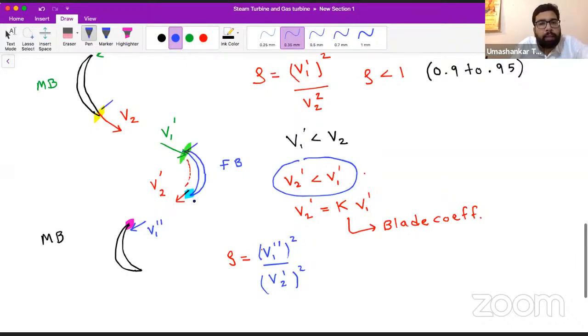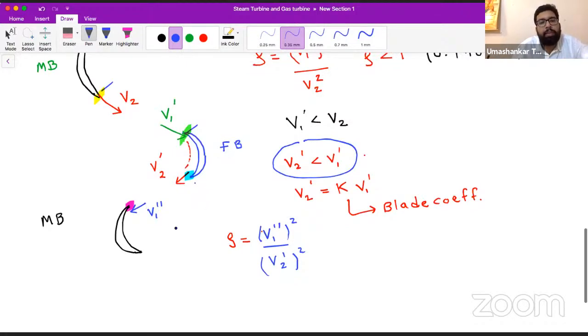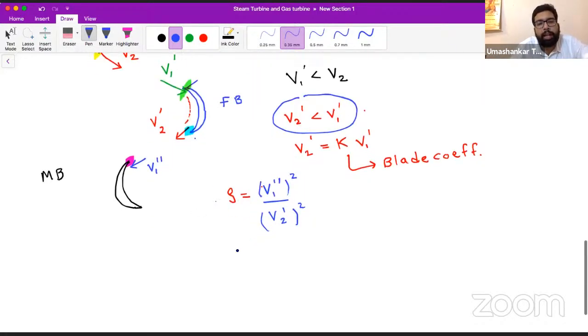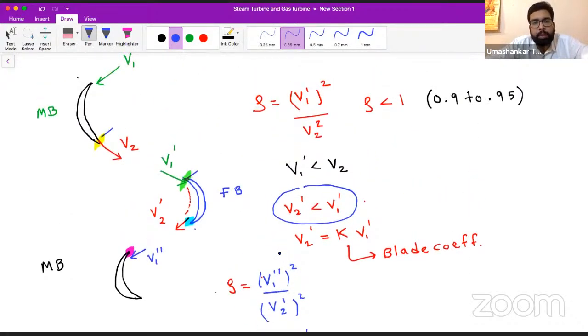Now, from this fixed blade, the steam is exiting with a velocity of V2 dash. But it can't reach the moving blade with that same velocity, and there will be some loss as well. There will be some loss again here, which is represented by the carryover coefficient, and V1 dash will come out to be less than V2 dash. Is that clear or not? Is the play of carryover coefficient understood or not? Yes or no? You just have to follow the flow of the steam.